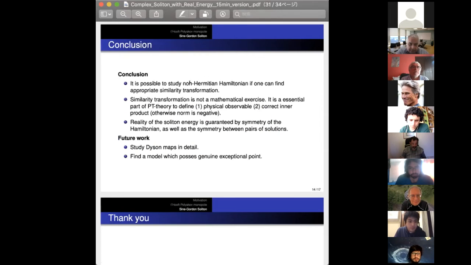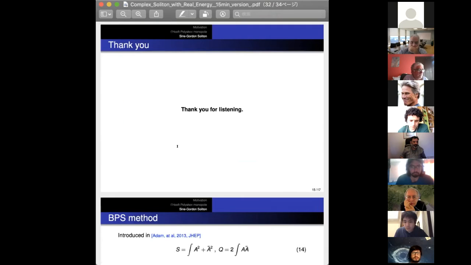So here's the conclusion. You can still study non-Hermitian Hamiltonians if you find the correct similarity transformation. Similarity transformation is not just a mathematical exercise, because you need that to find the physical observable, and you need that to define a correct inner product. Finally, the reality of the soliton energy is guaranteed by the symmetry between the solutions, not individual solutions. And the future work would be to study more Dyson maps. And I didn't really explain in detail what an exceptional point is, but yeah. So that's the end of my talk.